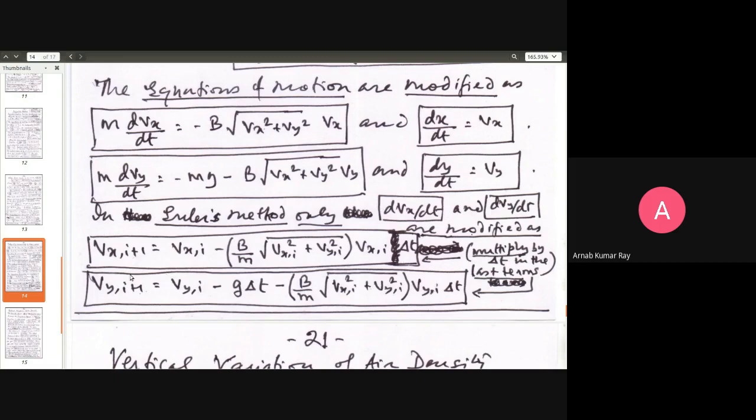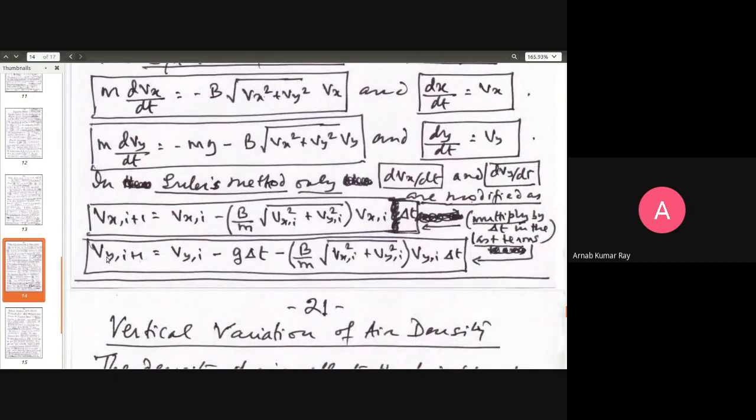So this whole thing, when I write it in Euler terms, it will be vy,i+1 is equal to vy,i minus g delta t. m has cancelled in the first two terms. Then minus b by small m into square root of vx,i squared plus vy,i squared into vy,i into delta t. So multiply by delta t in the last terms, this and this. So this is delta t, this is delta t, this is delta t.